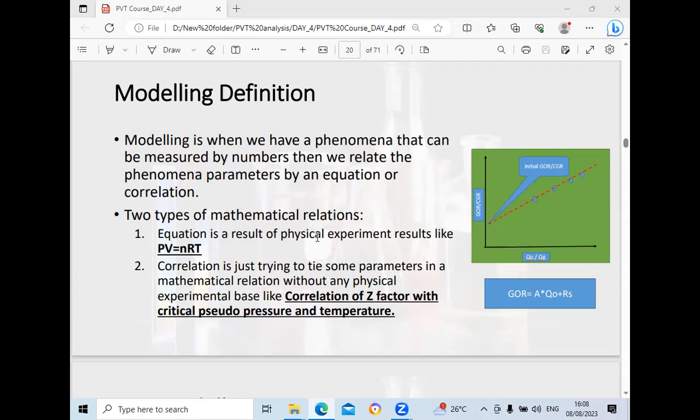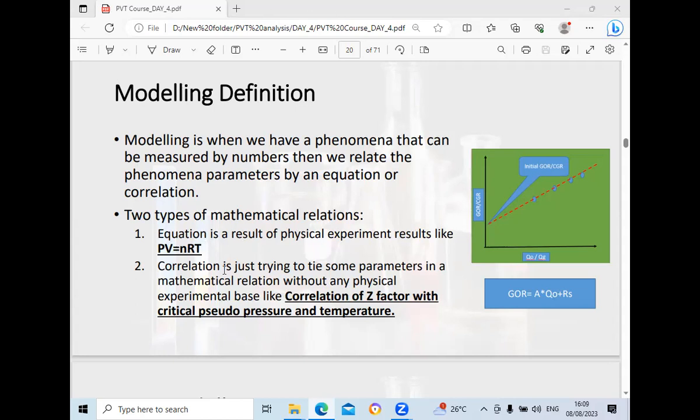We may have an equation that has been derived from a physical experiment. For example, we all know this law, PV = nRT. You must have seen this from chemistry classes in secondary school. We have the real gas equation, and then we have the ideal gas equation. So this is the ideal. This equation was formulated from a physical experiment. Some kind of apparatus was set up, an experiment was conducted, and this formula was derived.